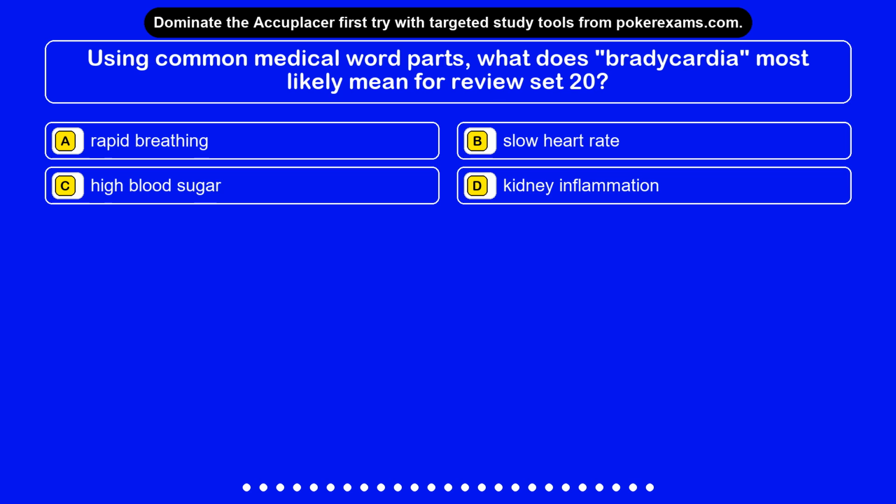Question 23. Using common medical word parts, what does bradycardia most likely mean for review set 20? Option A, rapid breathing. Option B, slow heart rate. Option C, high blood sugar. Option D, kidney inflammation.